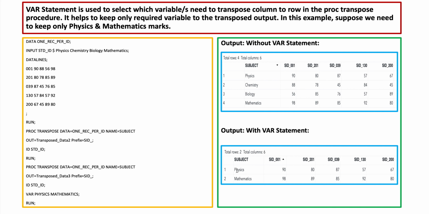To explain this question, we have taken a simple example. This example is the marks obtained by a student in 4 subjects. The subjects are physics, chemistry, biology, and mathematics. This table has 5 variables and 5 records.